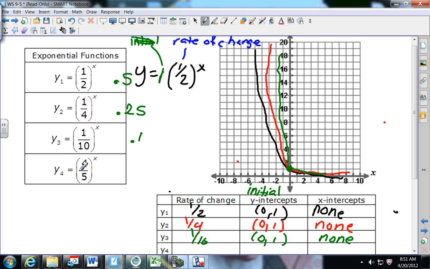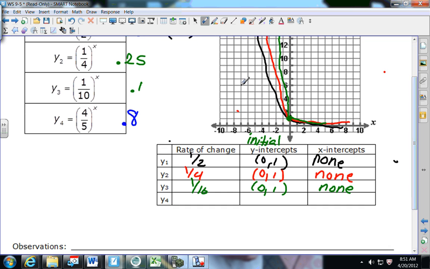Now, what is 4 divided by 5? If you put 4 divided by 5, you should get 0.8. Okay, so is 0.8 bigger or smaller than 0.5? Bigger. What do you think is going to happen? What is my line going to look like? Is it going to be steeper or flatter than the 1/2? It is going to be flatter because of the number. So it's going to come out this way more. And I'm going to have 4/5, (0, 1), and none.